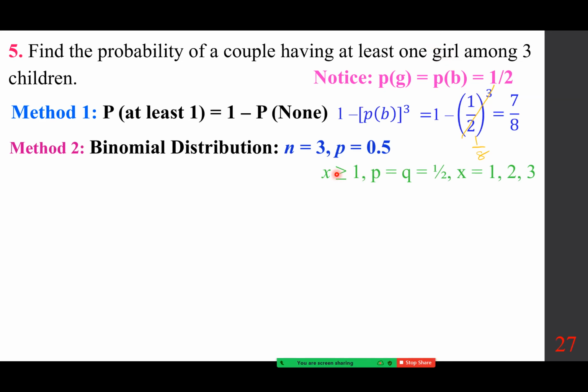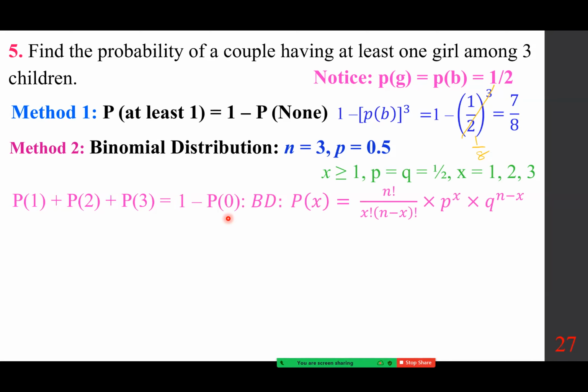So can we have 1? Yes. 2, 3, and the P and Q happen to be equal to each other. Both of them. 1 minus 0.5 is 1/2. So Q is also 1/2. So what we are looking for is the probability of 1 plus probability of 2 plus probability of 3. And again, you have to calculate them one by one and add them up. But it makes it easier if we go with 1 minus probability of 0.